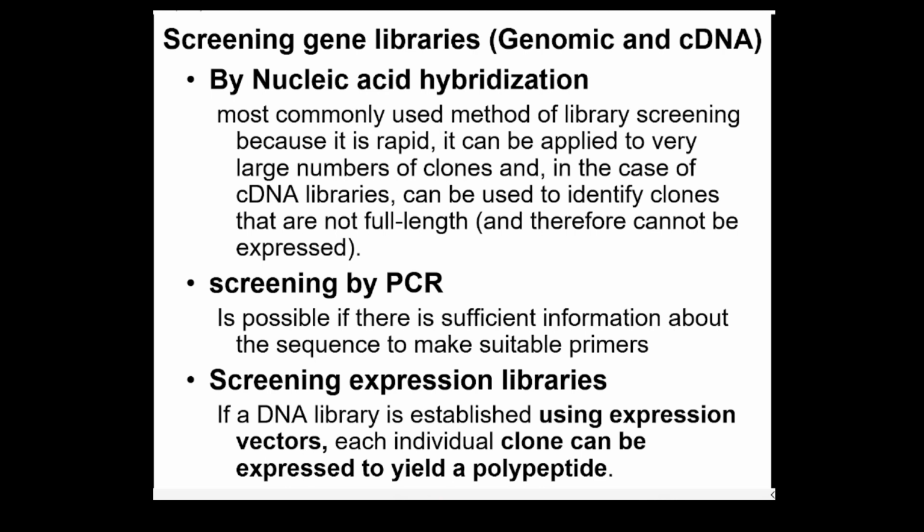Screening gene libraries. There are two types, genomic and cDNA. By nucleic acid hybridization, the most commonly used method of library screening because it is rapid. It can be applied to very large numbers of clones and in the case of cDNA libraries can be used to identify clones that are not full length. Screening by PCR is possible if there is sufficient information about the sequence to make suitable primers. Screening expression libraries. If a DNA library is established using an expression vector, each individual clone can be expressed to yield a polypeptide.